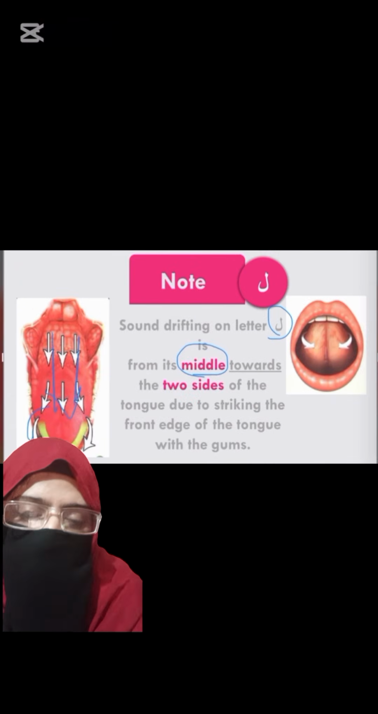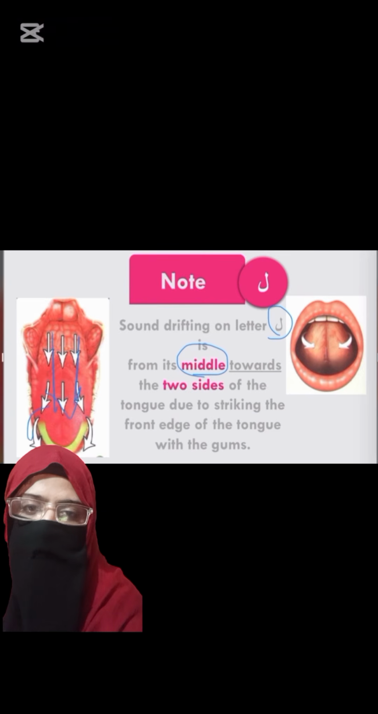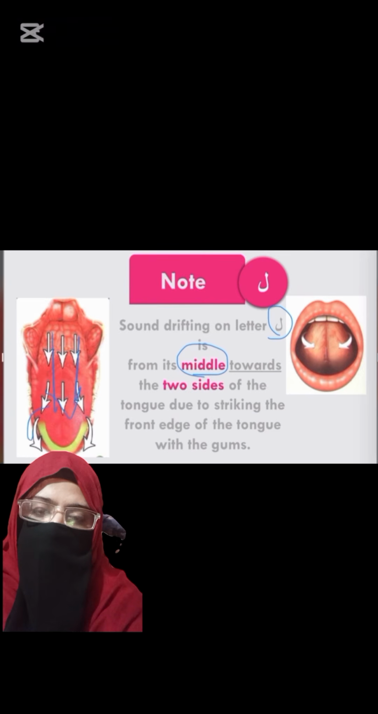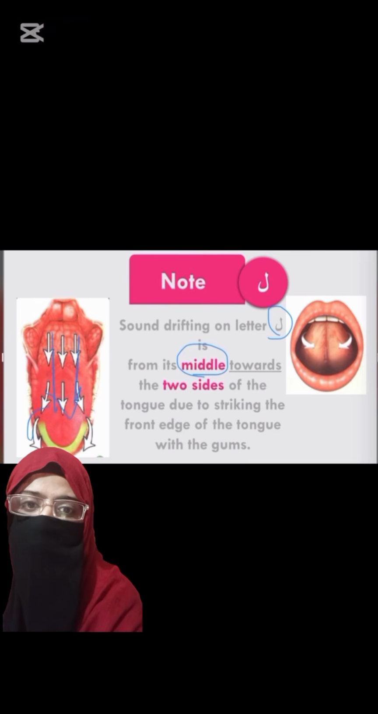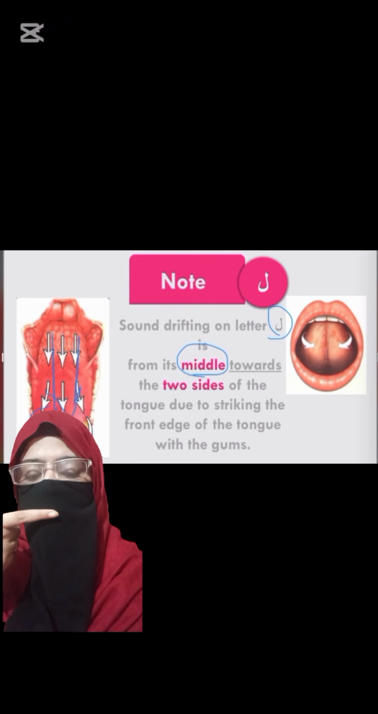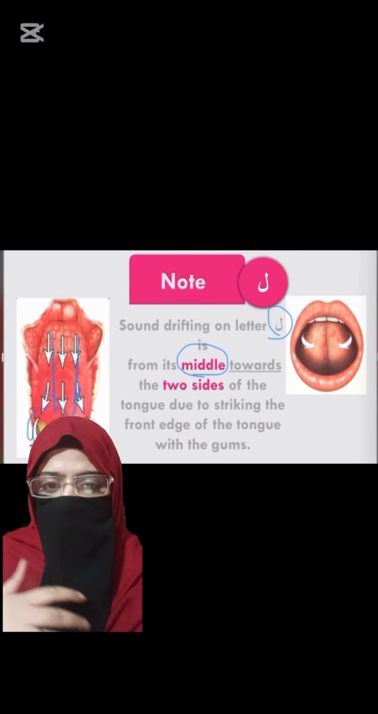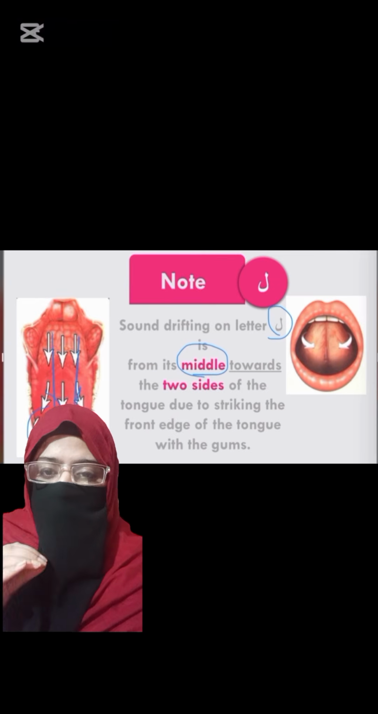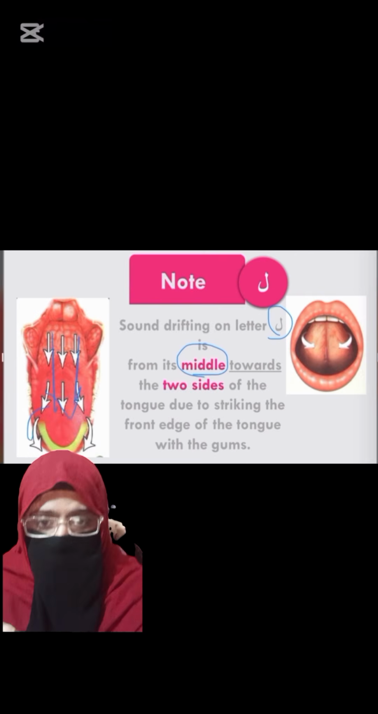If you look at this note page on the pronunciation and the drifting of the sound, the letter is lam. Listen to me carefully: the letter lam is produced with the middle blocked, and the sound goes toward the two sides of the tongue. Due to the blockage, the front edges touch like that, and the pronunciation is in that way. So you have to focus on that point.